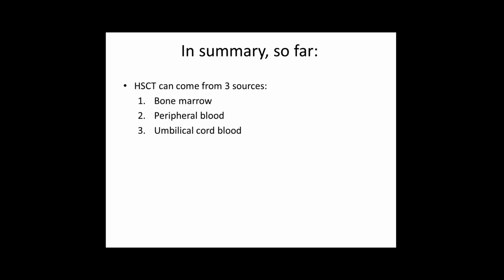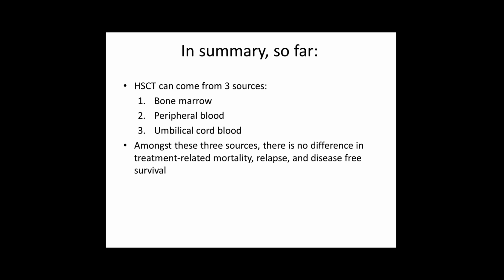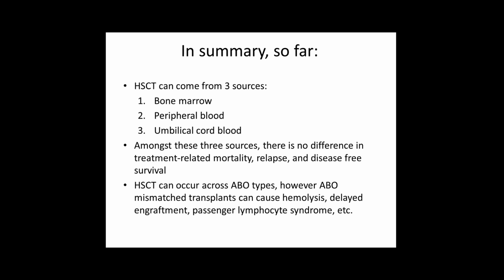So in summary so far, we know that hematopoietic stem cell transplants can come from 3 different sources: bone marrow, cord blood, and peripheral blood. Among these 3 sources, we know that there is no difference in treatment-related mortality, relapse, and disease-free survival. And also that hematopoietic stem cell transplants can occur across ABO blood group barriers. However, ABO mismatched transplants do cause hemolysis. They have delayed engraftment. You can see passenger lymphocyte syndrome. So they have known consequences, but typically these can be managed medically. But can ABO mismatched transplants affect anything else?